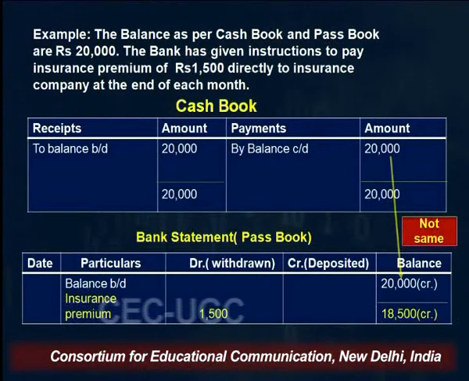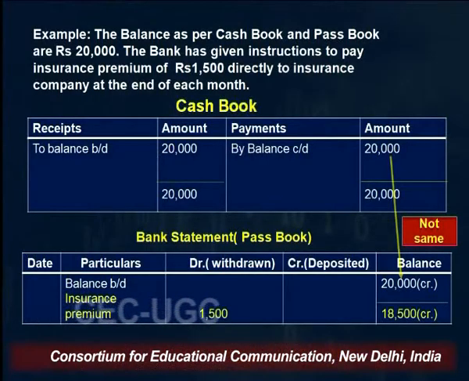Here, the balances of the cash book and passbook are 20,000. The bank has been given standing instruction. Standing instruction means at the end of every month the amount will be deducted from our account on account of things like insurance premium or telephone bill. So the balances of the cash book and passbook shown here are 20,000, and the bank has been given instructions to pay an insurance premium of rupees 1500 directly to the insurance company at the end of each month. That means we have given instruction to our bank to pay this insurance premium at the end of every month directly.